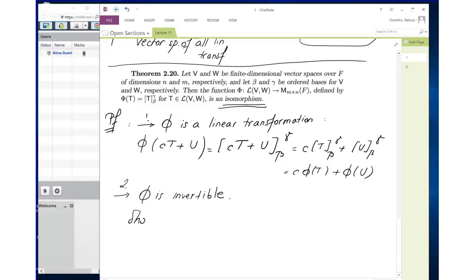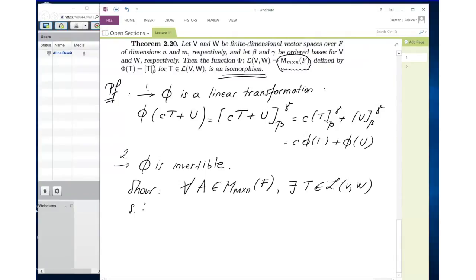Start with onto. I want to show that for every matrix A there is a T in the preimage, so that phi of T equals A. If I show this, that would mean phi is onto. Right, I know that the space of matrices is of what dimension? M by n, so m times n.